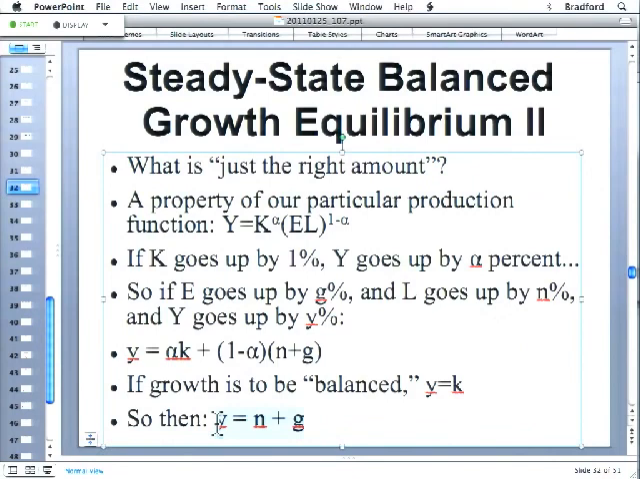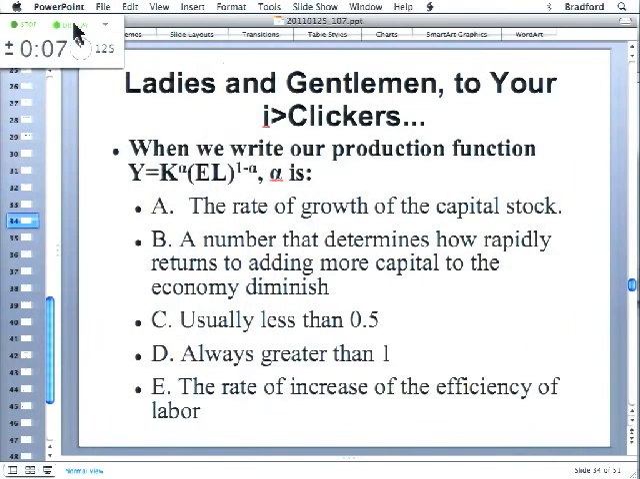Yeah, it's the number that tells you how rapidly returns to adding more capital to the economy diminish. That's the function of alpha. If alpha is small, near 0, then there's really not that much point in trying to tune the economy to save and invest more. If alpha is large, near 1, then there's a lot of point to saying we should be saving and investing and accumulating more and adding more to our capital stock.